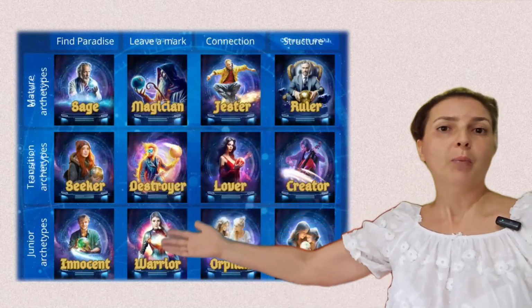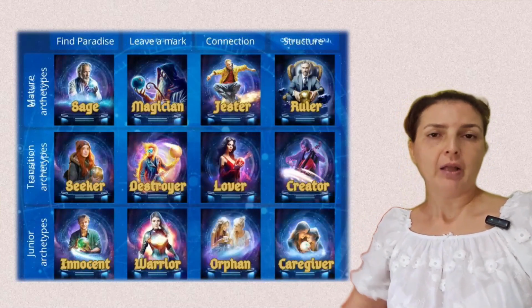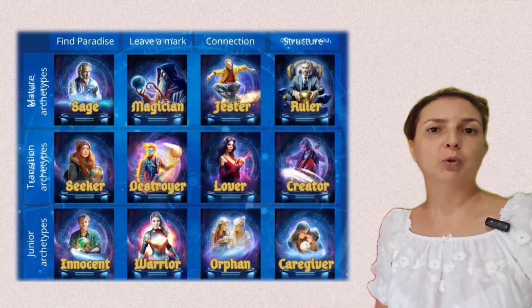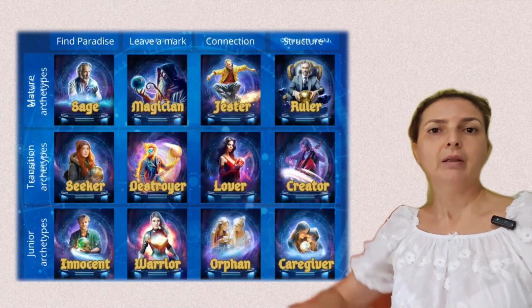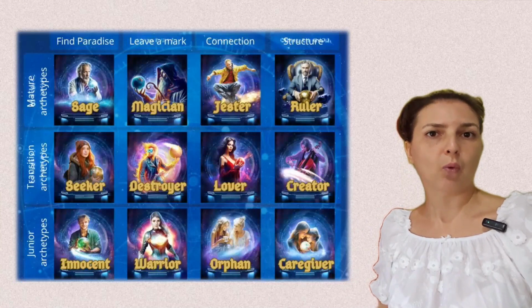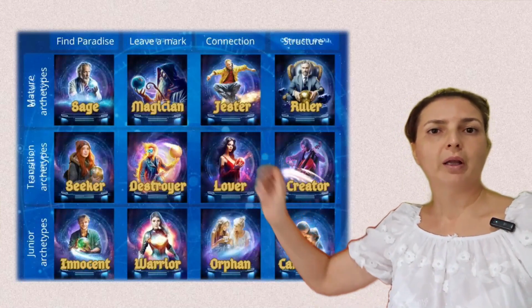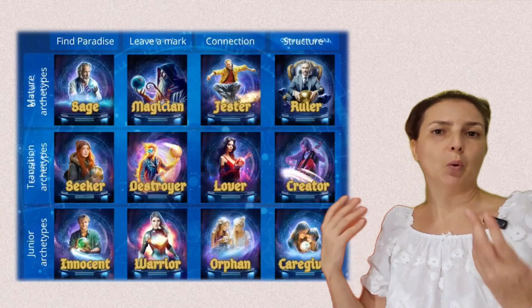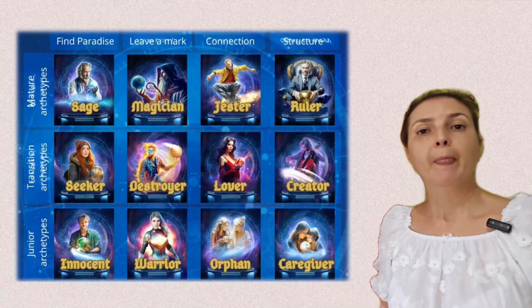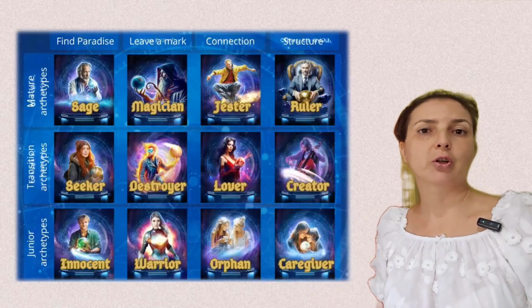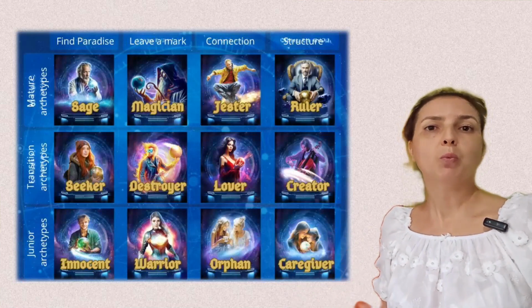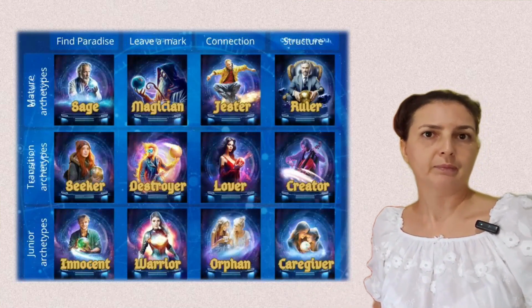There are 4 primary needs in the matrix: the need to find paradise, a desire for everything to be good, peaceful, ideal; the need to leave a mark, to be seen, acknowledged, to prove oneself; the need to connect with the world, to belong, relate, and be accepted; and the need to structure reality, to build, systemize, and bring order with one's own hands.